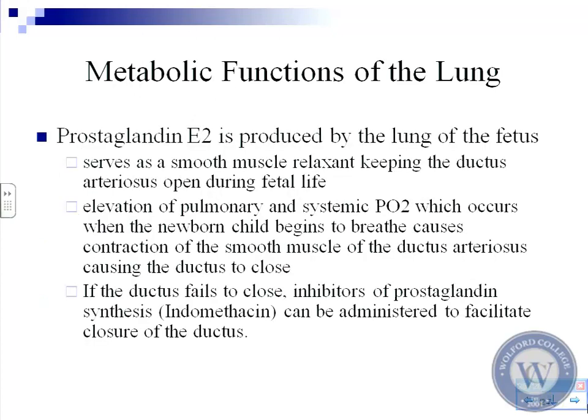The other metabolic factors that the lung is able to do: prostaglandin E2 is produced by the lung of the fetus. It serves as a smooth muscle relaxant, keeps the ductus arteriosus open during fetal life. And elevations in pulmonary and systemic PO2, which occur with the newborn, cause this production to slow down. Okay? If the ductus fails to close, inhibitors of prostaglandin synthesis, such as indomethacin, can be administered to facilitate closure of the ductus arteriosus, which is the treatment of this. Okay? If you keep the PGE2 levels too high, then the ductus will stay open.